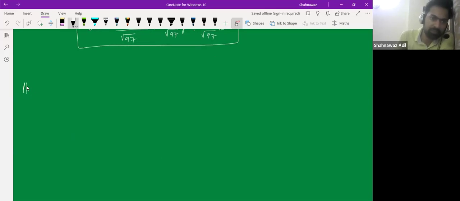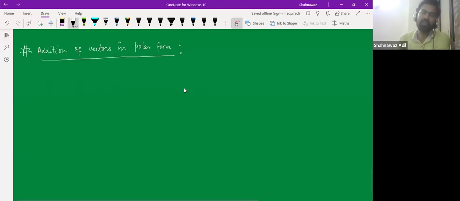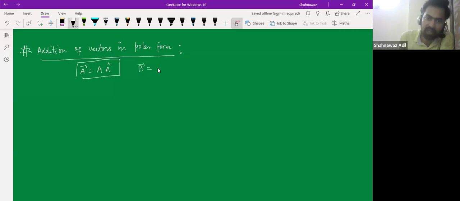addition of vectors in polar form. So what would be the addition of vectors in polar form? We know that a vector has two attributes, the magnitude and direction, right? And then you have another vector whose magnitude and direction you need, right?